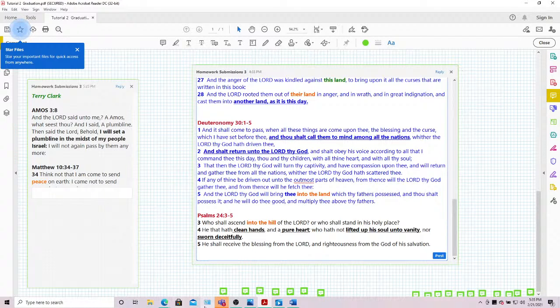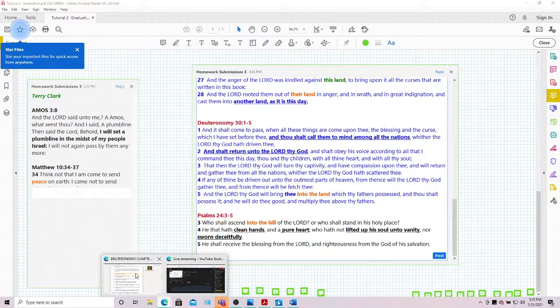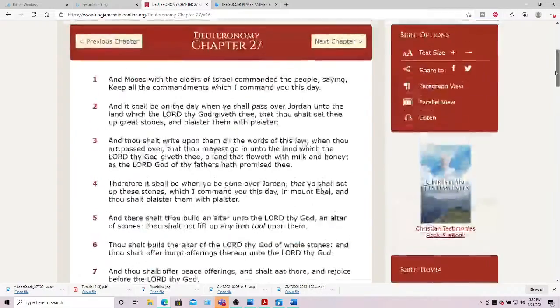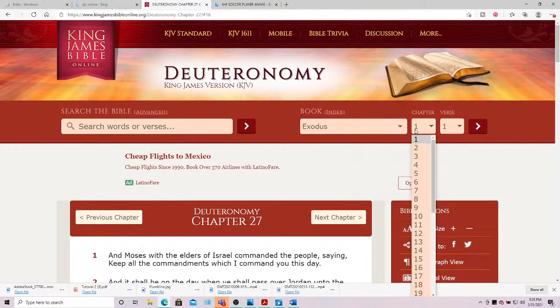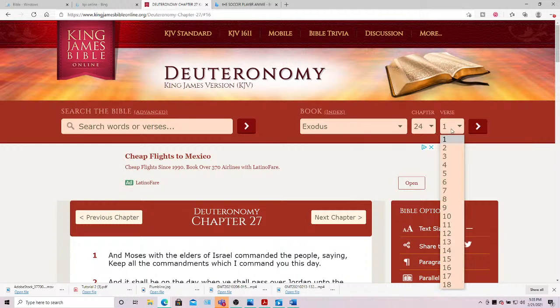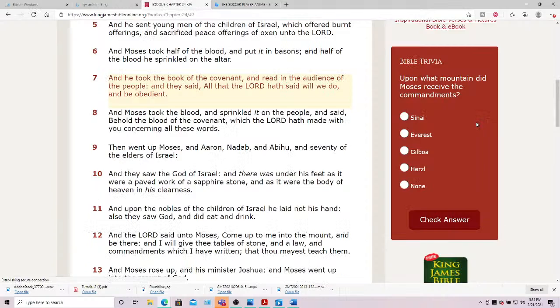and pull that up. Let me pull up this e-Bible. So show us what we said. So go into the book of Exodus, chapter 24, verse 7. And he took the book of the covenant and read in the audience of the people, and they said, all that the Lord has said we will do, and be obedient. And not only did we say that, those words, and they were also returned back to the Most High.